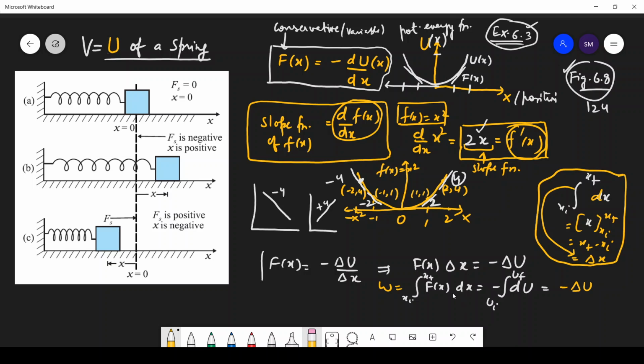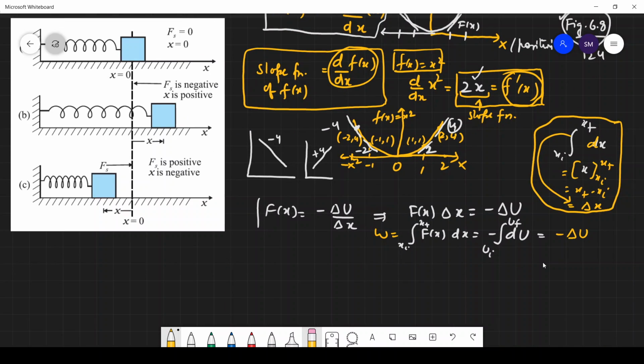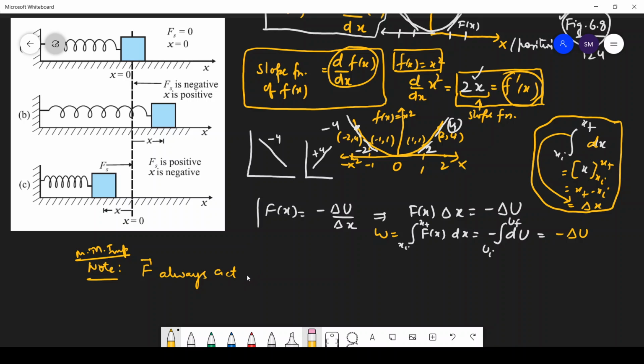So adding up, the total work done is equal to the change in potential energy. Now write one important line here. Conservative force, very important line, most important. Conservative force always acts in the direction of decreasing potential energy. What does this mean? That the work done will be negative, work done is in the direction of decreasing potential energy.